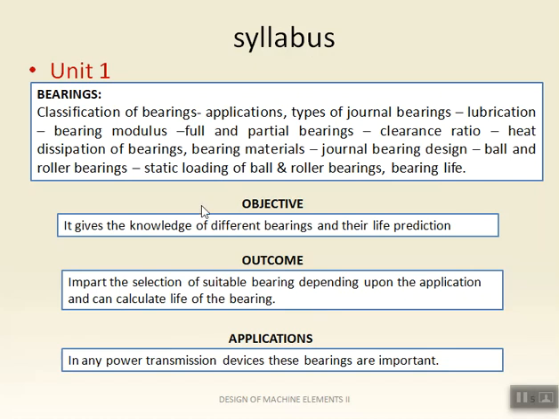In unit number one, if you go briefly, we are going to learn about the classification of bearings. Mainly, bearings can be categorized into two types: one is sliding, another is rolling. We are going to learn the applications, types of bearings, lubrication between them, heat dissipation and heat generation of the bearings, and the full design of the bearing, while considering static and dynamic motions and the life of the bearing. So this is the broad syllabus of unit number one. After completion of the unit, you will come to know the beauty of this unit. That is unit number one.